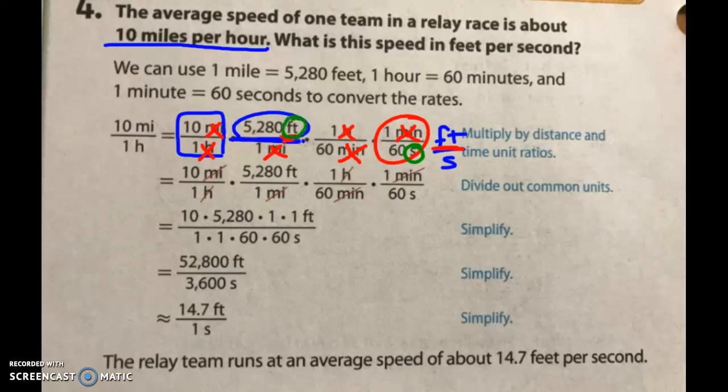So we've got seconds and feet. And those are all the units that are left. So now we know we're done. We just need to multiply the numbers. So we're going to multiply 10 times 5,280 times 1 on the top. That's what we've got here. And then on the bottom, we've got 1 times 60 times 60. And that's what it shows here. And when you multiply those two numbers through, we get these big numbers. And then they've simplified them down and divided so that we get the 1 in the bottom per 1 second. Okay? So there's your final answer, 14.7 feet per second.